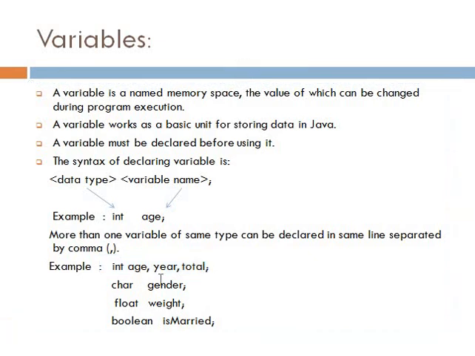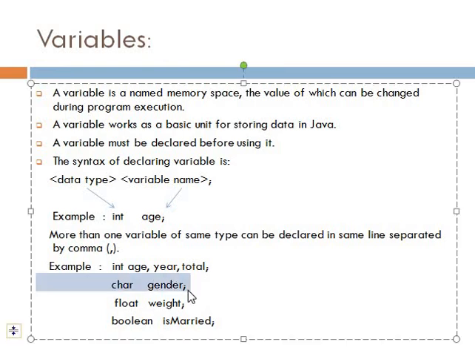And these variables, age, year and total, can store integer values such as plus 127, minus 127, 5, 6. They can store any integer values. Then come below, in this statement I have declared a variable called gender whose data type is char. Now that its data type is char, it can store only a single character, where the gender can store the value M for male or F for female.